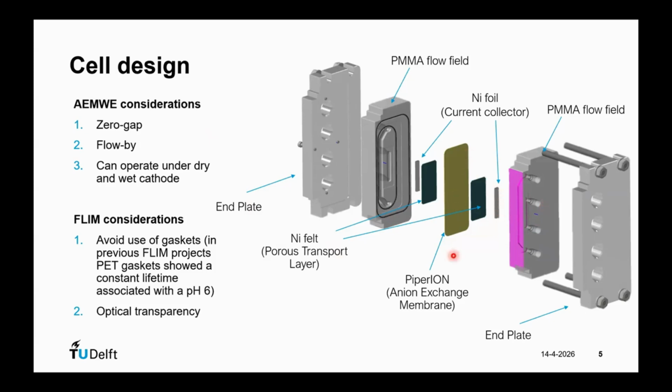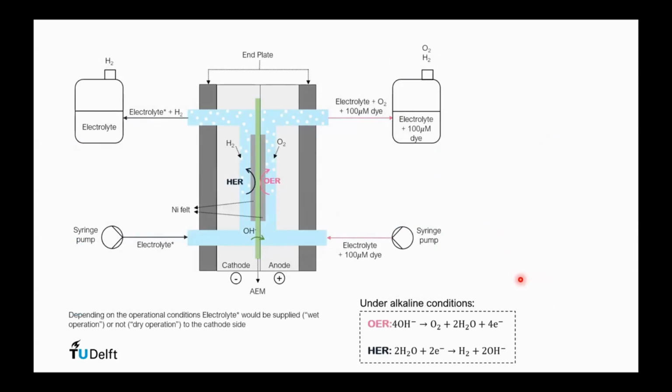So here I have in the middle my anion exchange membrane, then the two electrodes, and then these flow fields that are made of PMMA, and one of them is optically transparent, so it was diamond milled to make it transparent enough to use FLIM. So this is my cell, and then the setup is something like this, where we wanted to study the oxygen evolution reaction, so the anode side of the cell, where we expect the pH to drop.